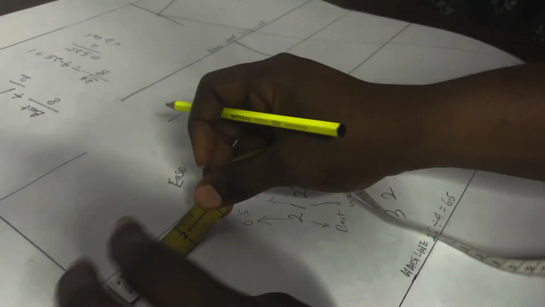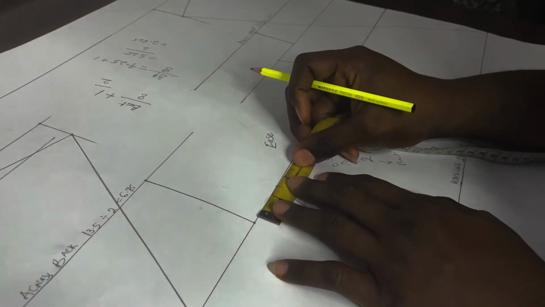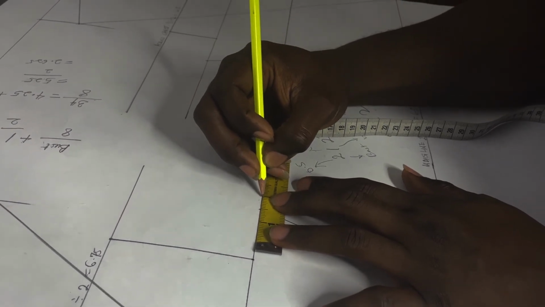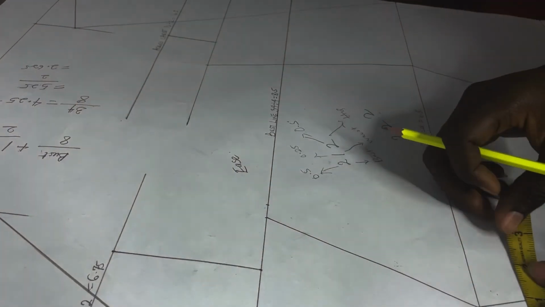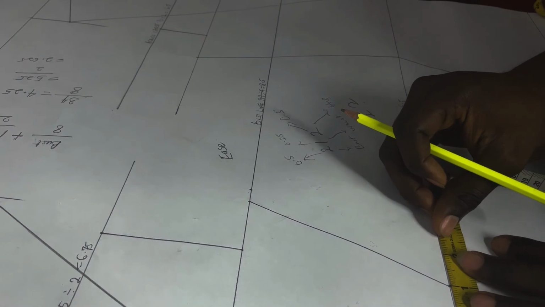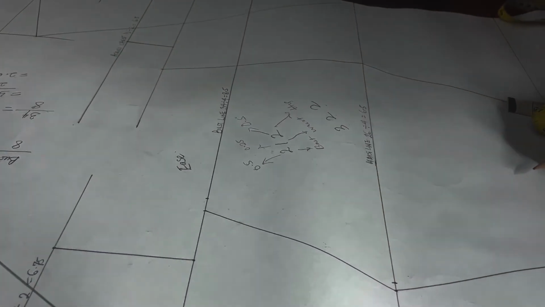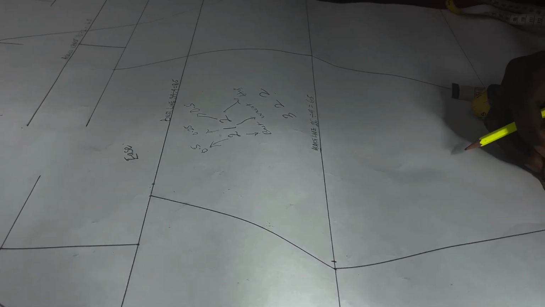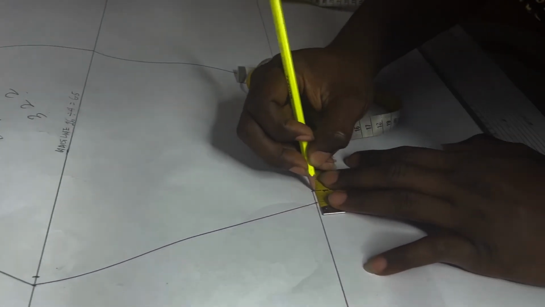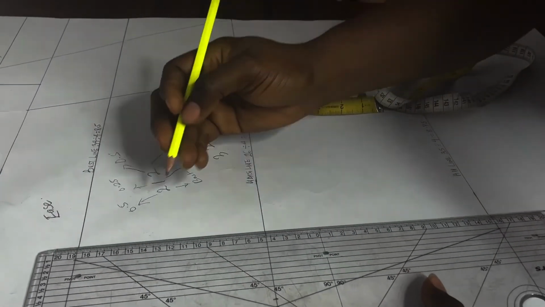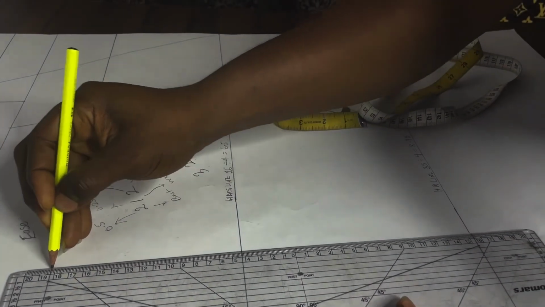So on the bust, I'm going to add 0.5 as my wearing ease. On the waist, I'm going to add 0.25 as my wearing ease. On the hip, I'm going to add 0.5 as the wearing ease. Then I'll take a straight line down, connecting the points together.